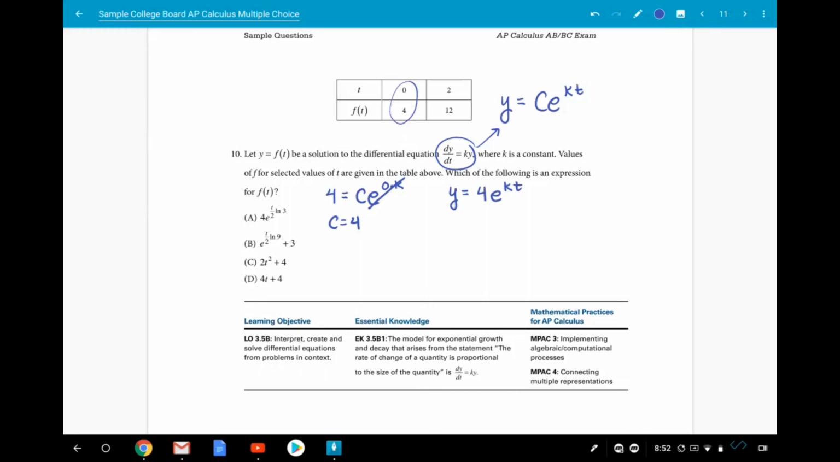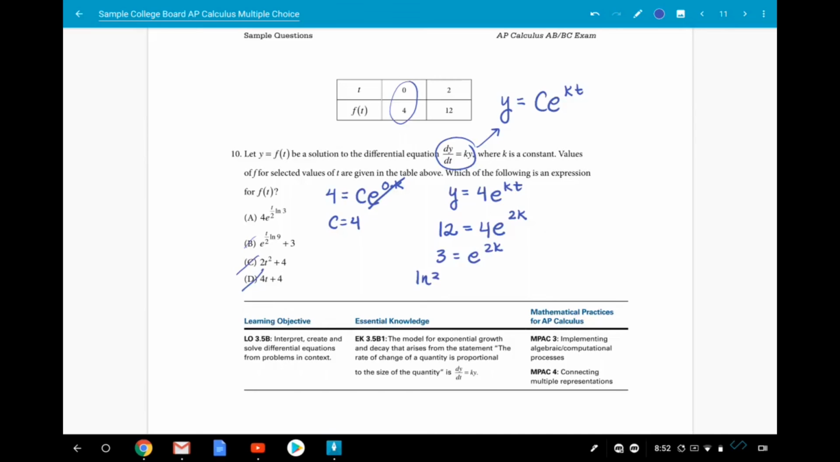Just looking at this, I could easily see that it's probably not going to be C or D. Sometimes they can fool you on these examples, but it's probably not going to be B. I would actually guess A, but let's go ahead and see if we can finish solving it. So we're going to go ahead and substitute 12 for y, 4e to the 2k. All right, let's go ahead and divide by 4. We get 3 is equal to e to the 2k.